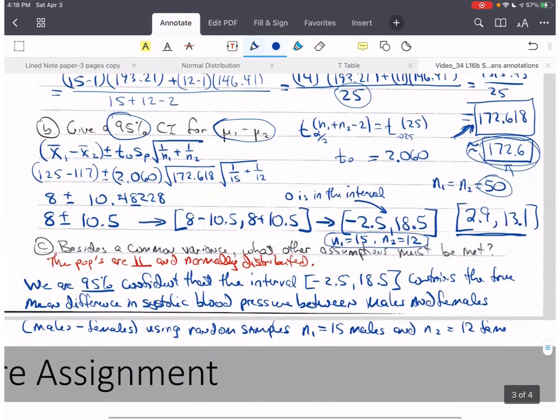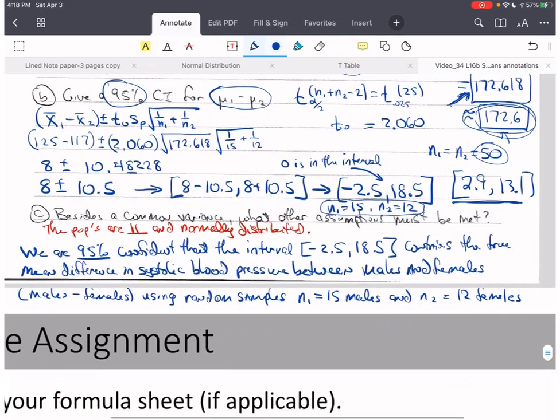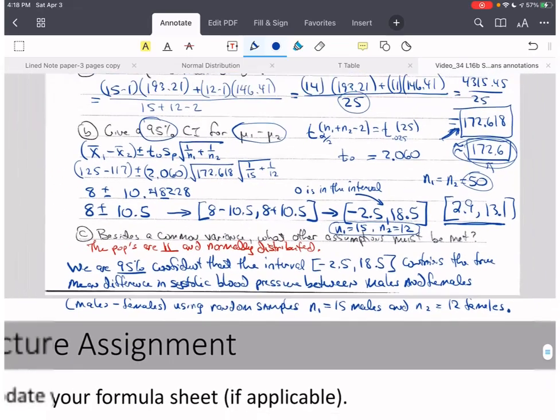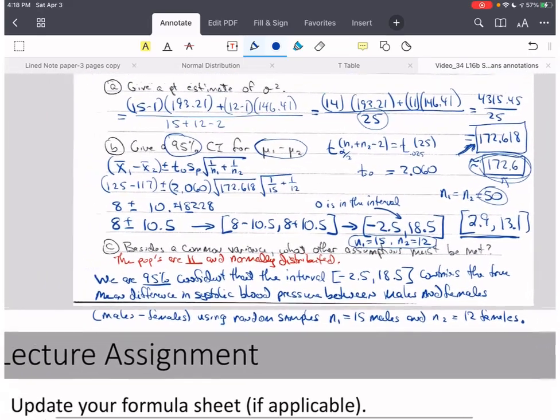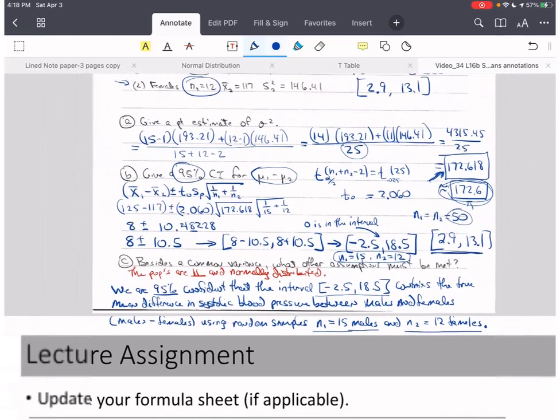Oops. Females. There. Sorry, all right, so we are 95% confident that the interval contains the true mean difference in systolic blood pressure between males and females, males minus females, using random samples. N1 equals 15 males and N2 equals 12 females.